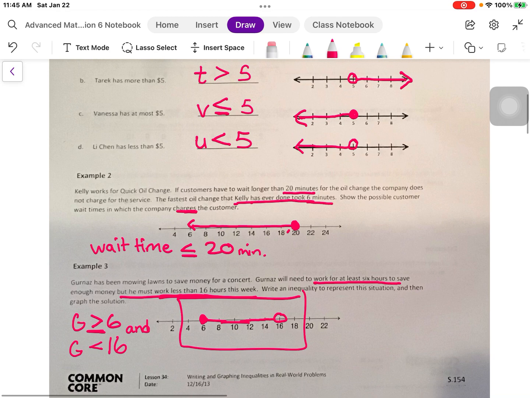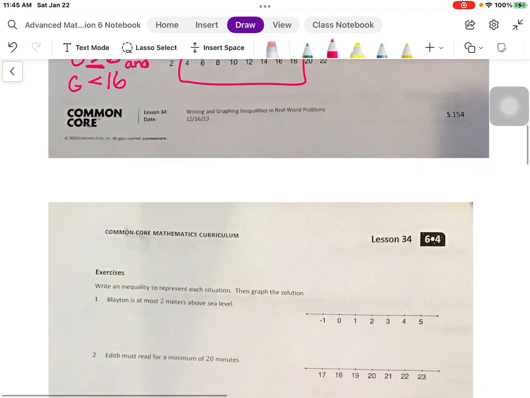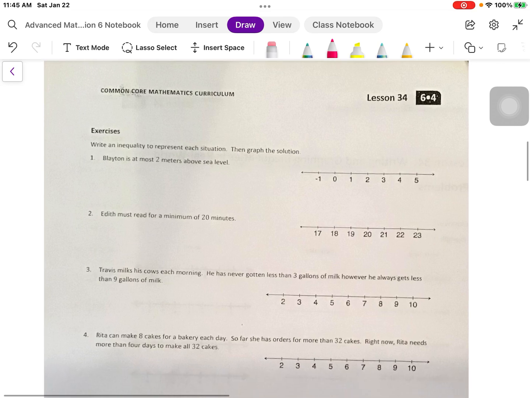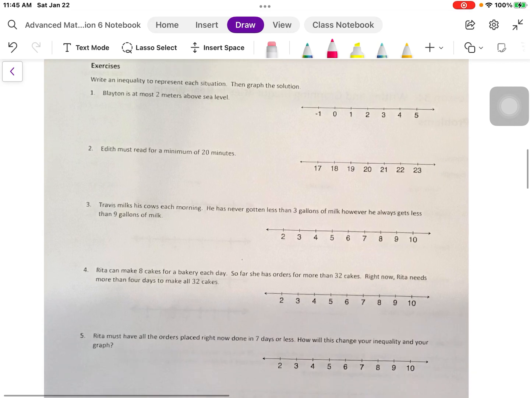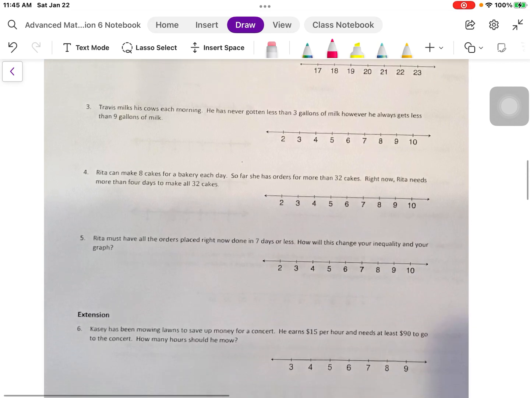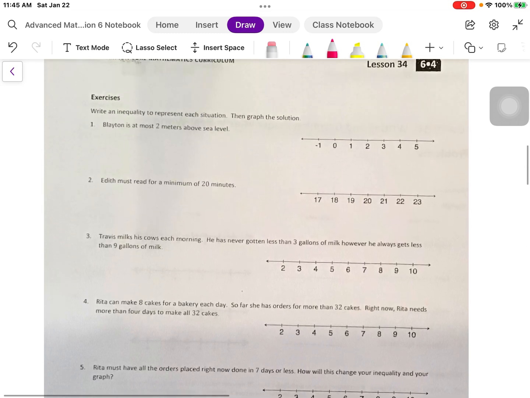We took a couple of word problem examples, and now it's going to be time to try it on your own. Flip it over to the back side. Here are some exercises. I want you to do 1, 2, 3, 4, 5. Go ahead and pause this video, do 5, and then come back, and then I'll show you what the solutions should be. But first, give them a try on your own.